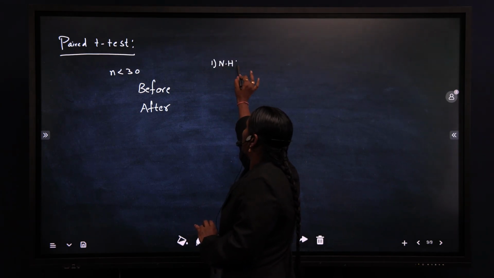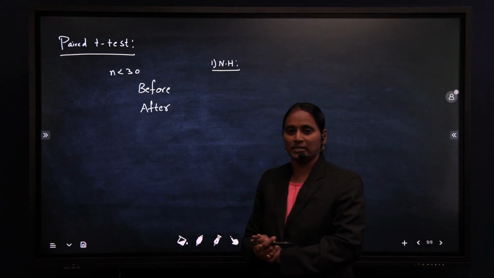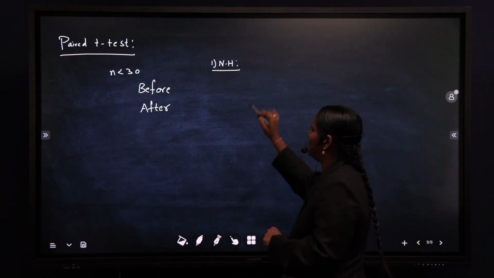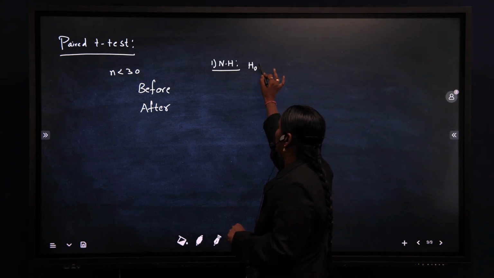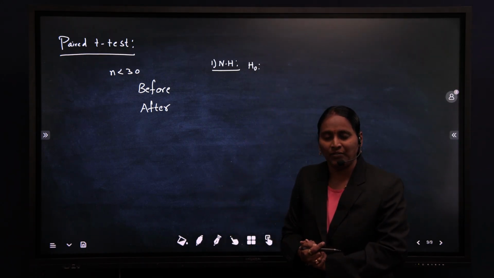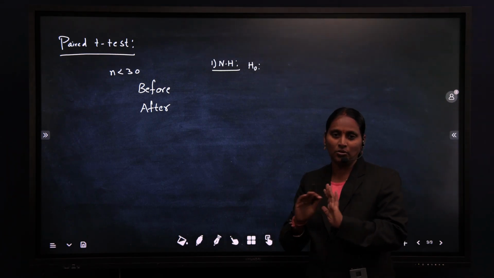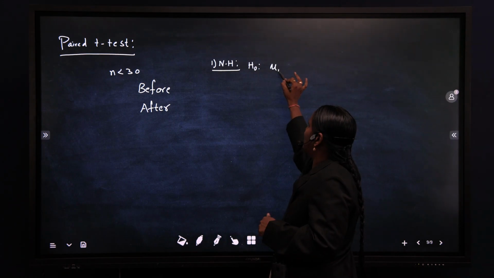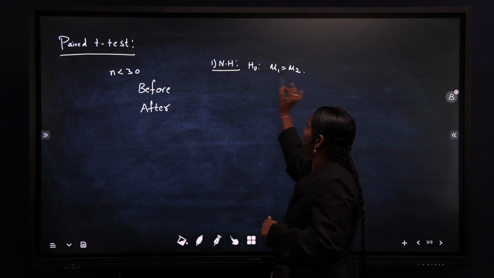The first step is the null hypothesis. As we discussed earlier, a statement of no difference is called the null hypothesis, and here we take H0. Whatever the data given in the problem, we check that there is no significant difference in the data. So we write H0: mu1 is equal to mu2.